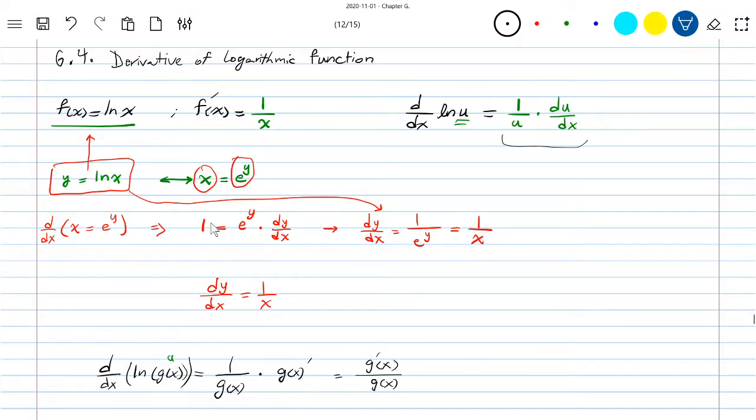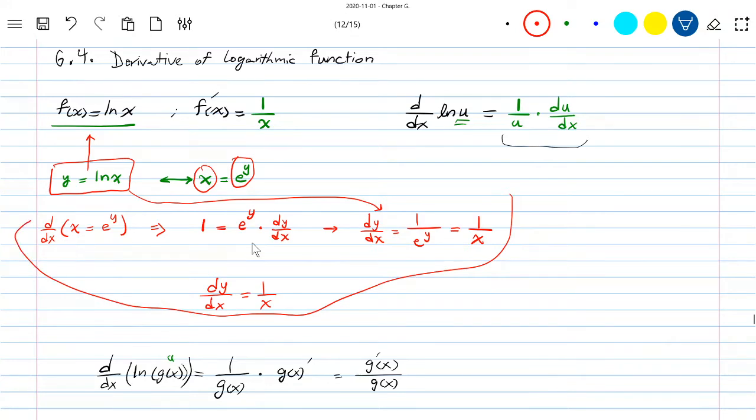And this red expression that I wrote here, this is kind of the proof of why the derivative equals 1 over x. This is the proof.